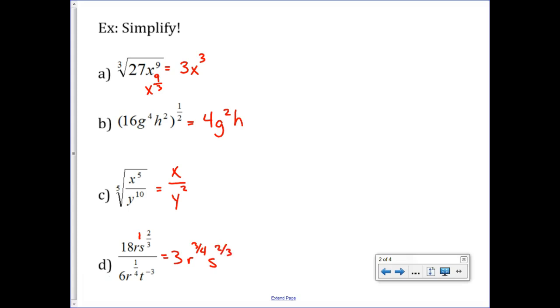And I have t to the -3 on the bottom. Well, since it's a negative on the bottom, we're going to bump it up to the top to be t to the +3. And that's your answer for that one.